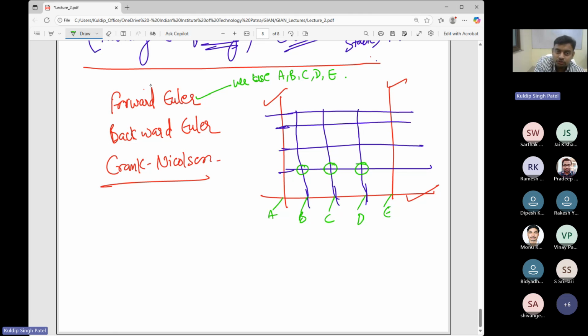To find PQR, this is P, this is Q, this is R. Are you convinced? Jai Kishan, Aditya, everyone. Yesterday we saw that if we want to find PQR, we need A, B, C, D, E. Yes? But what about backward Euler?